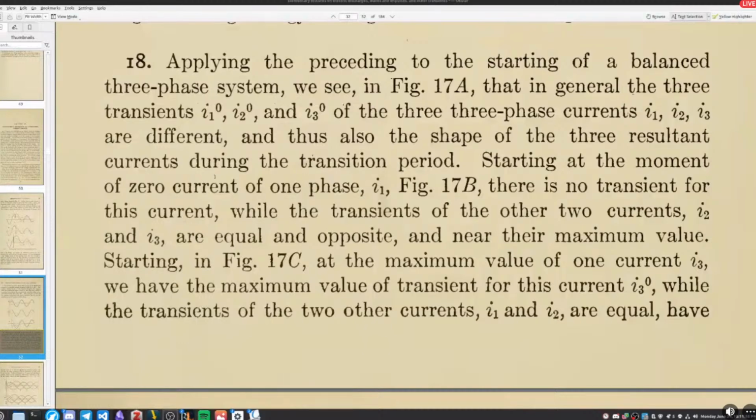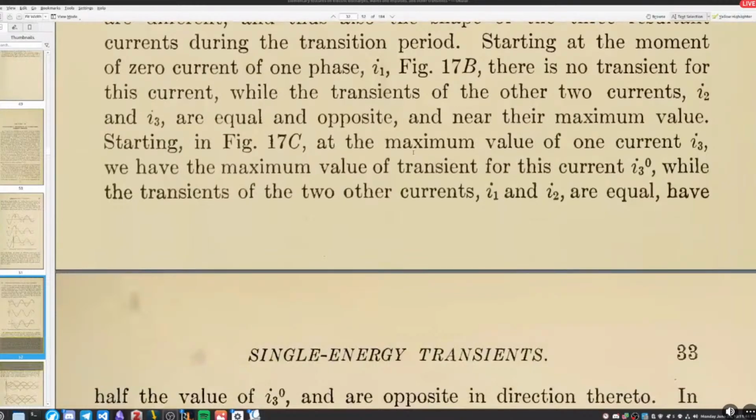Starting at the moment of zero current of the phase I sub 1, Figure 17b, there is no transient for this current, while the transients of the other two currents I sub 2 and I sub 3 are equal and opposite and near their maximum value. Starting in Figure 17c, at the maximum value of one current I sub 3, we have a maximum value of transient for the current I sub 3 0.